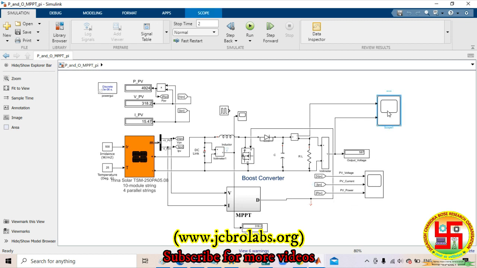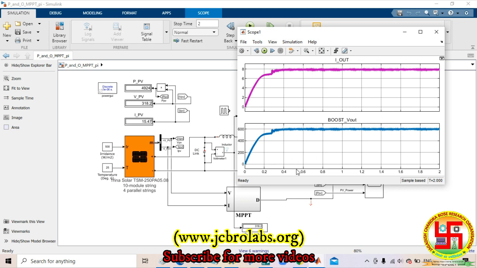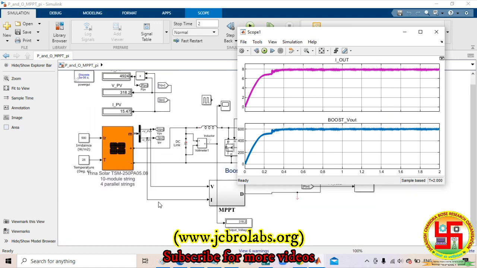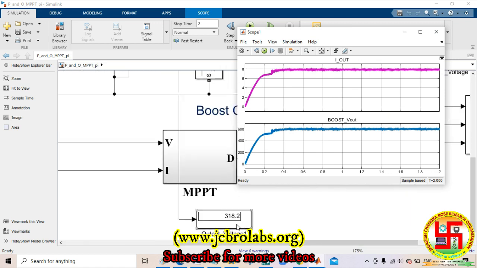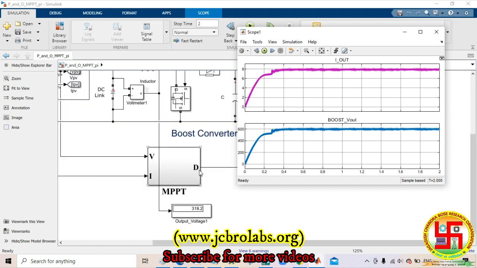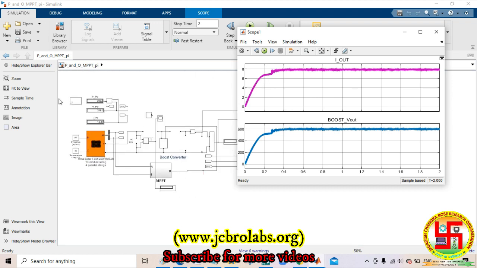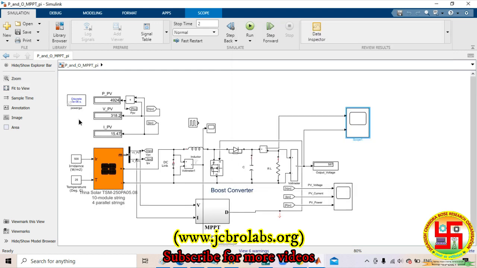So this is the boost output voltage. It reaches some peak value. The initial input voltage from the solar panel is 318 volts. It reaches a peak value and doubles to around 600 volts. And this is the output current. This is the MPPT, from which we are getting the duty ratio only.